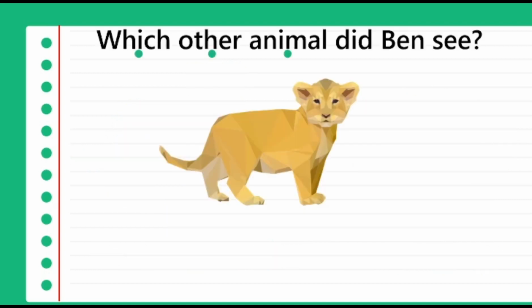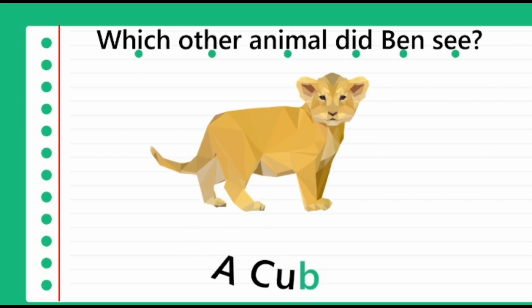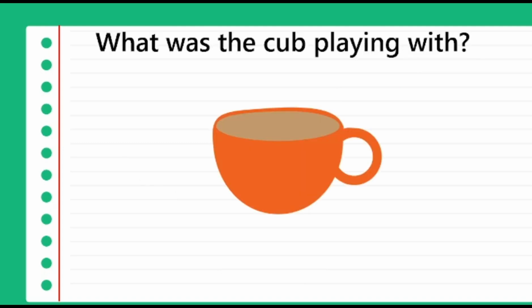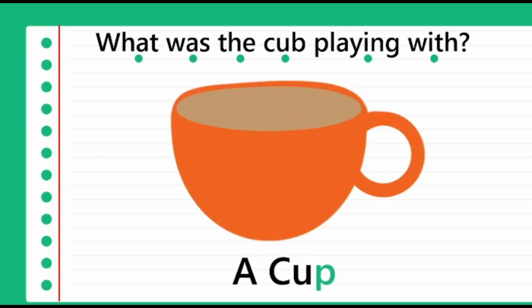And for our question time, which other animal did Ben see? A cub. Ben saw a cub. What was the cub playing with? A cup. The cub was playing with a cup. Good.